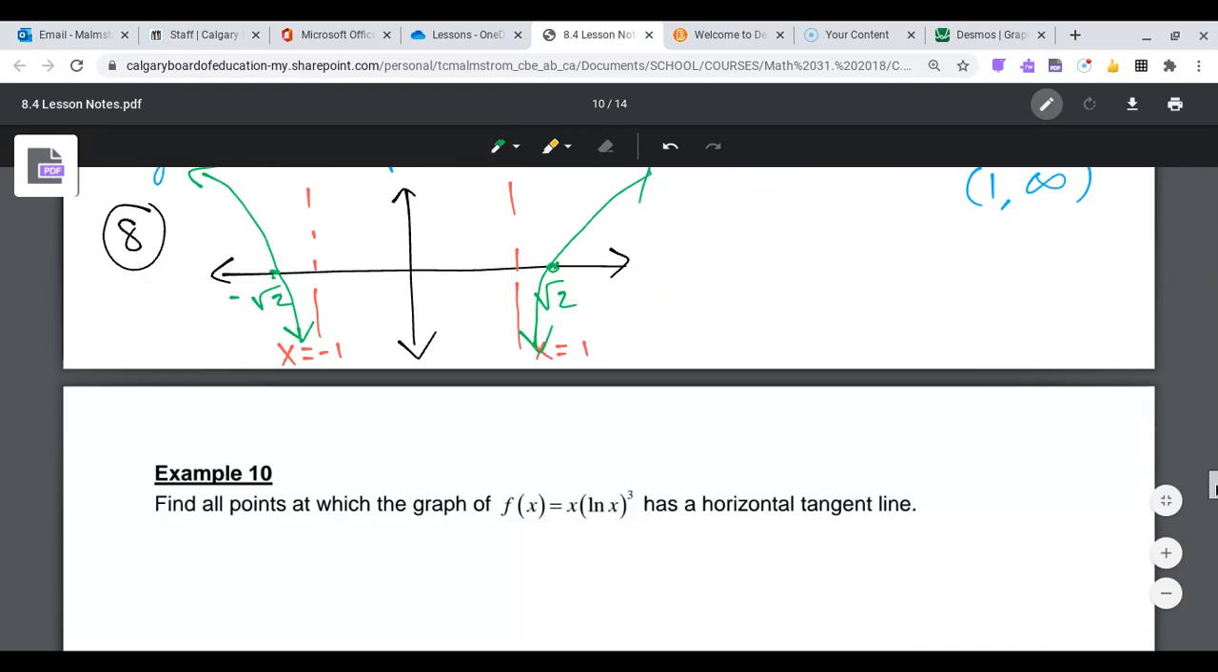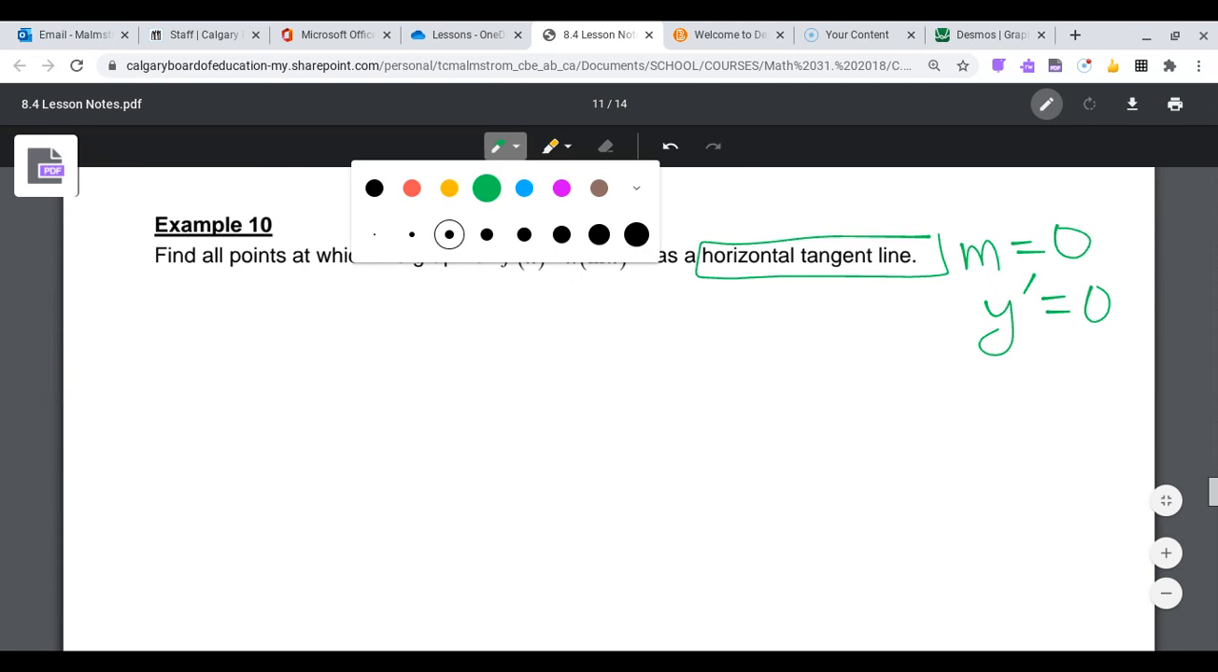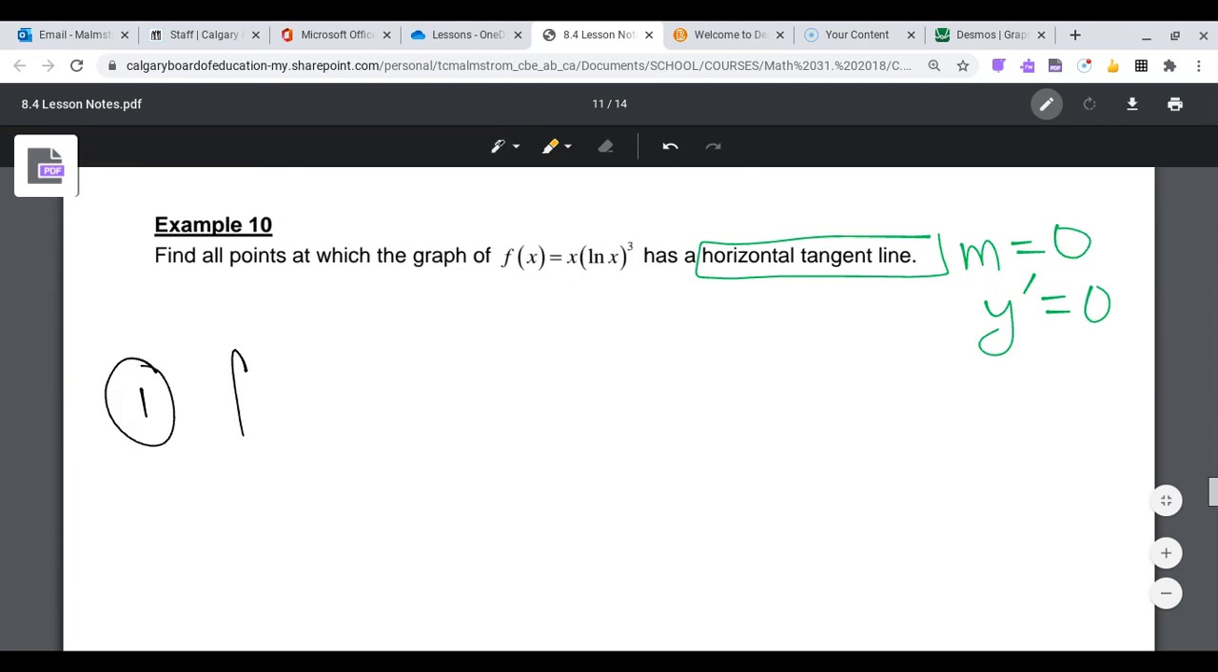Okay. Last question. Find all points at which the graph of f of x equals x ln x cubed has a horizontal tangent line. Okay, horizontal tangent line is going to tell me my slope has to be 0, which means my first derivative is equal to 0. Okay, so let's start with that. Find the first derivative. So we have a product rule.